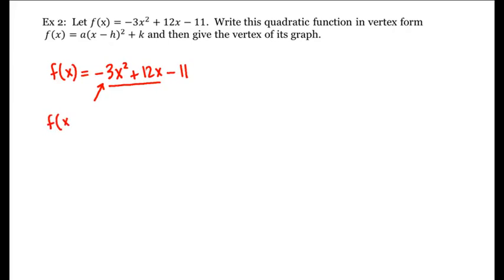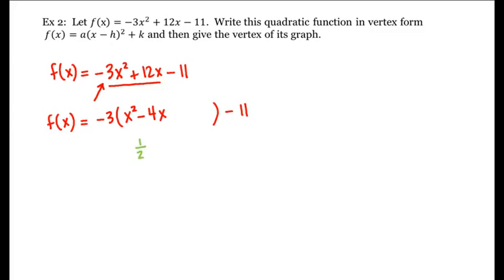That is, we have f of x is equal to negative 3 times (x squared minus 4x), because negative 3 times negative 4x is positive 12x. And then let's leave a little bit of room here. And then we still have the minus 11.